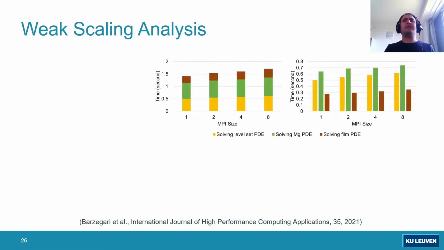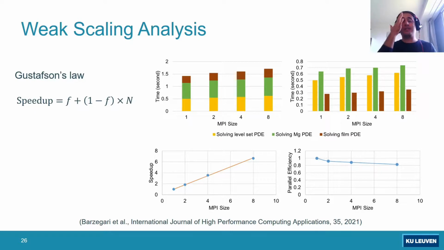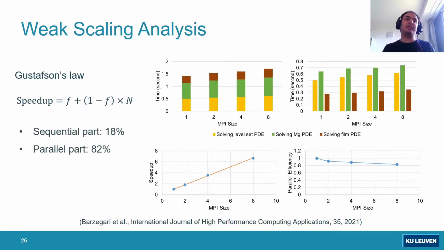So for weak scaling results, you can see that we performed it with up to 8 cores to see how it works. And this is the speed up and parallel efficiency, a proper parallel efficiency. And to analyze this, actually, the common rule is Gustafson's rule, in which you have an ideal performance, an ideal speed up, and then by interpolating this line on the speed up results that you have, you can compute the sequential part and parallel part of the code. In this case, it was 82% of parallel part.